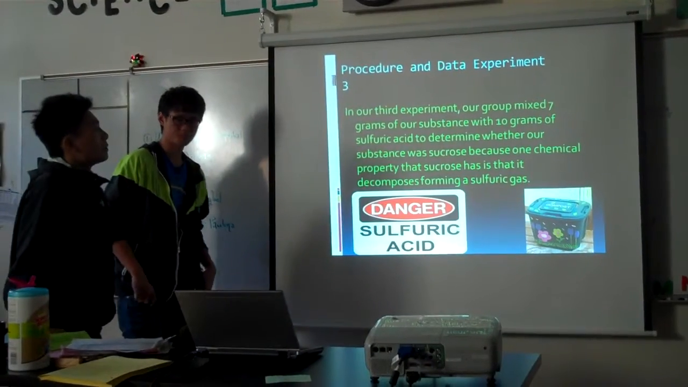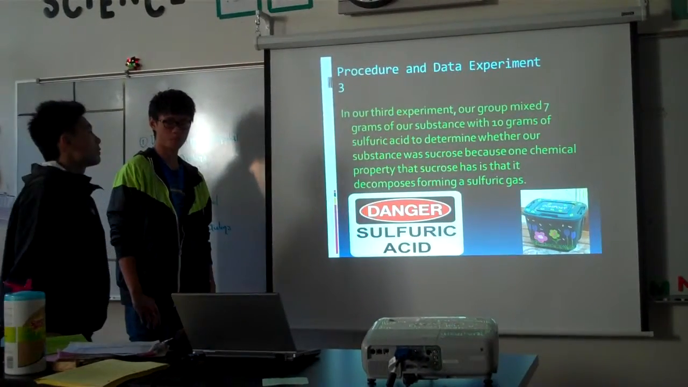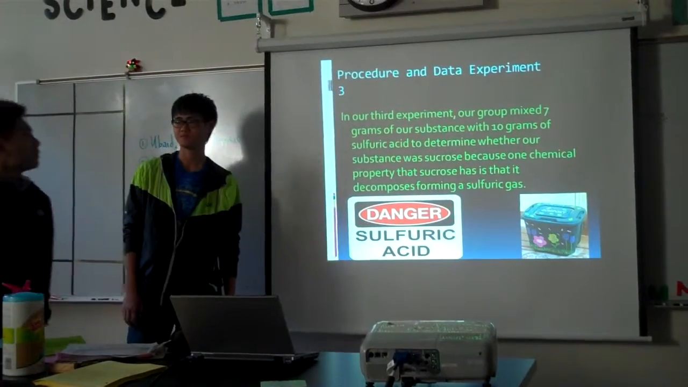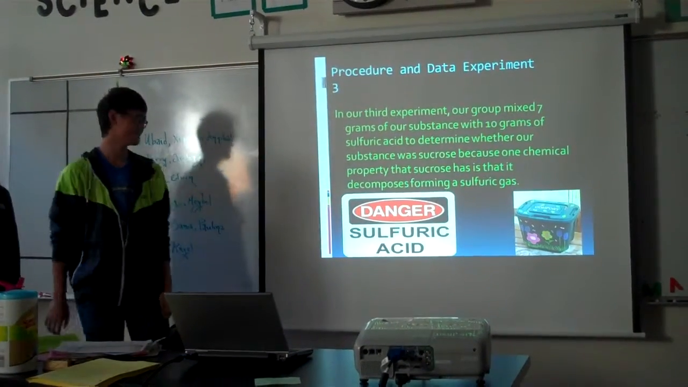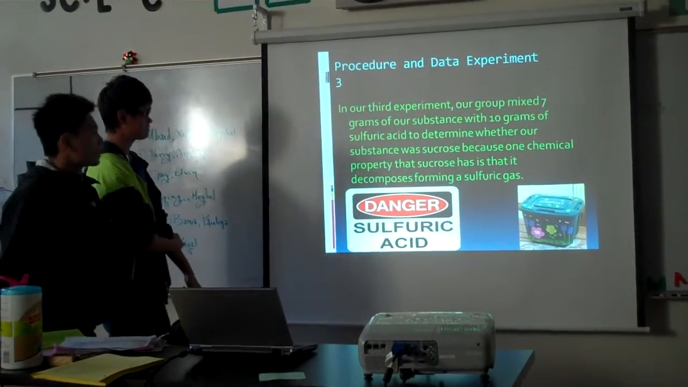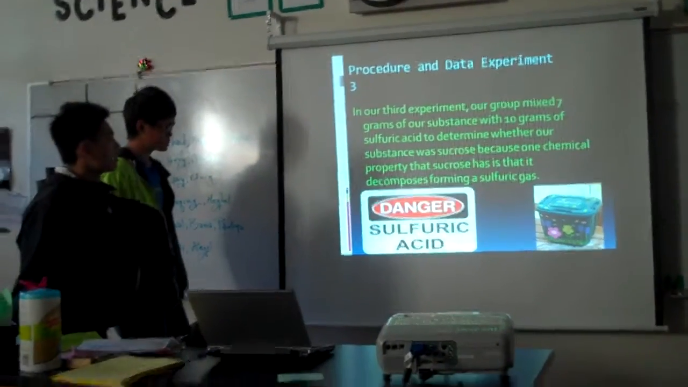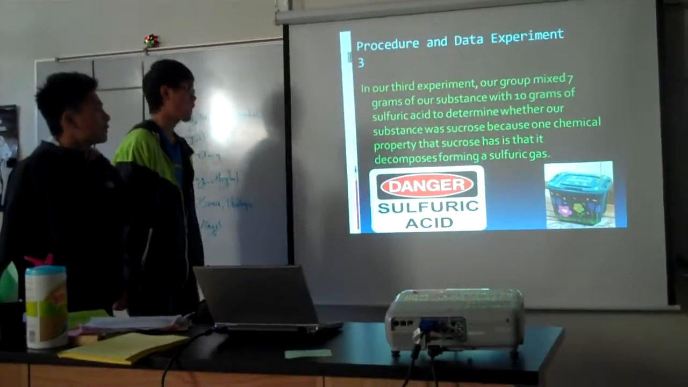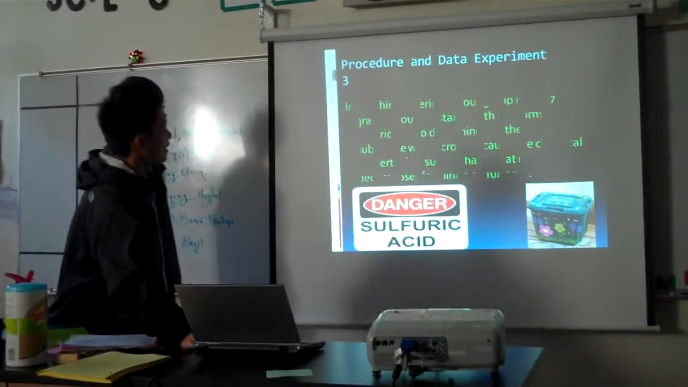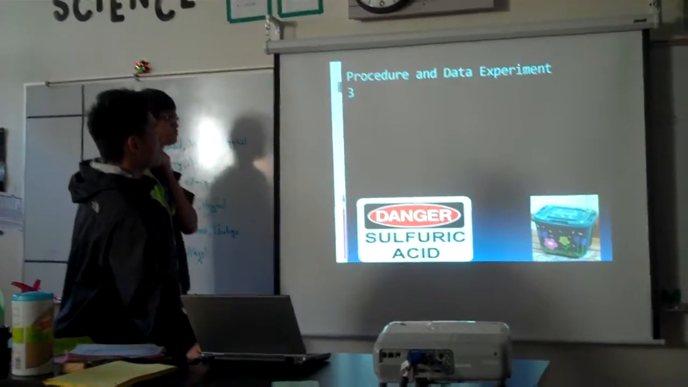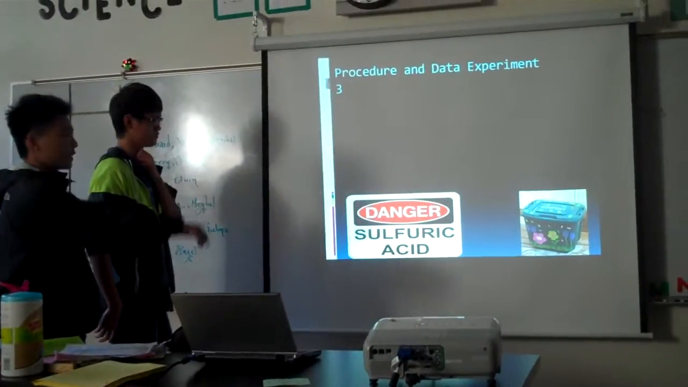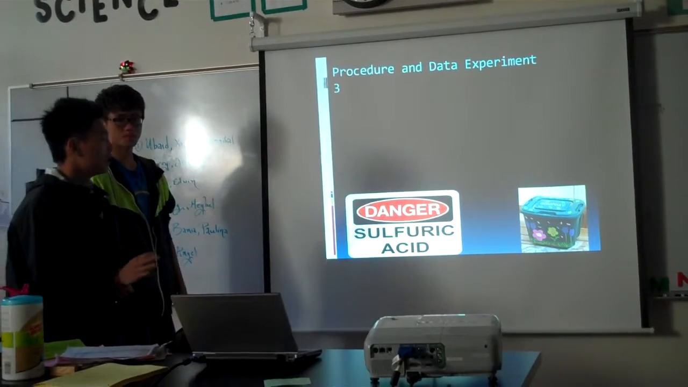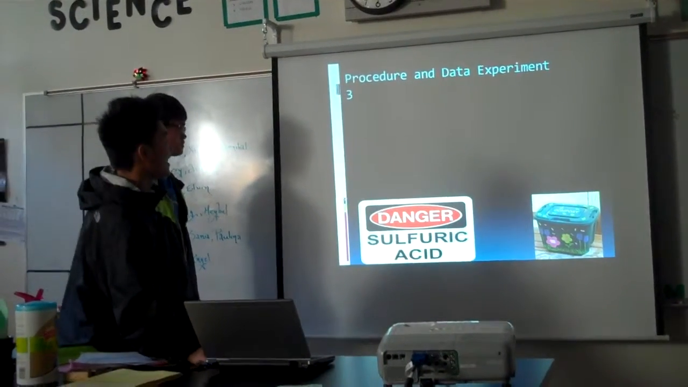In our third experiment, our group mixed 7 grams of substance with 10 grams of sulfuric acid to determine whether our substance was sucrose, because one chemical property that sucrose has is that it decomposes, forming a sulfuric gas. It was dangerous to use sulfuric acid because it burns your skin.